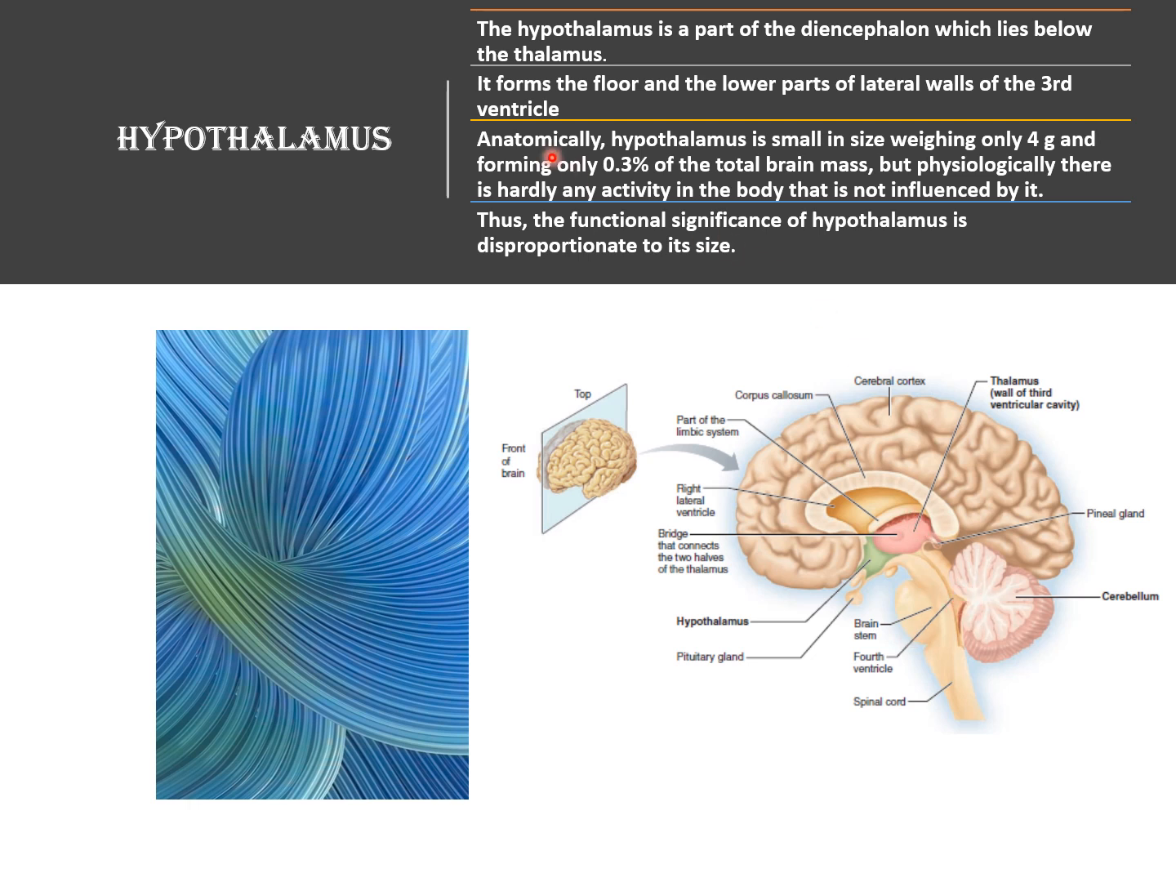Okay. Now anatomically the hypothalamus is very small in size and weight, only about 4 gram, forming only 0.3% of the total brain mass, but physiologically there is hardly any activity in the body that is not influenced by it. So the functional significance of the hypothalamus is disproportionate to its size.